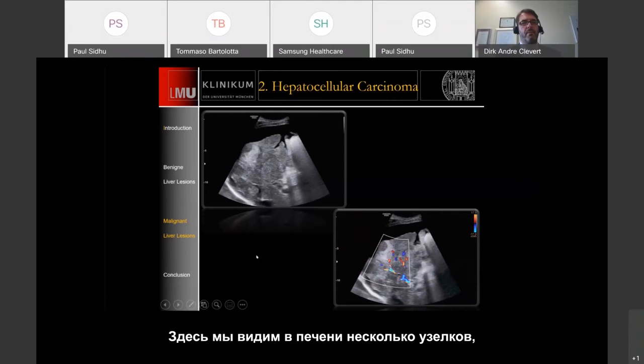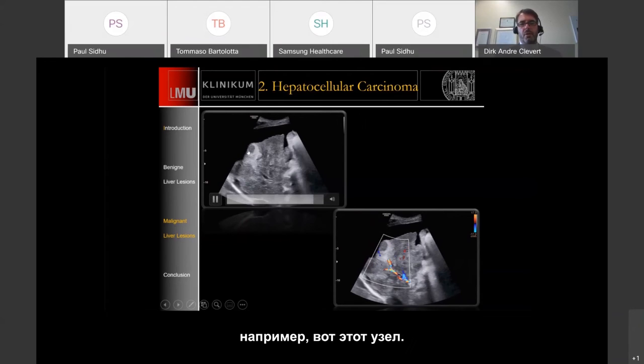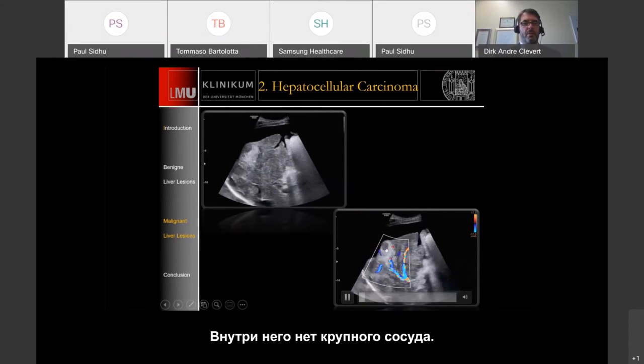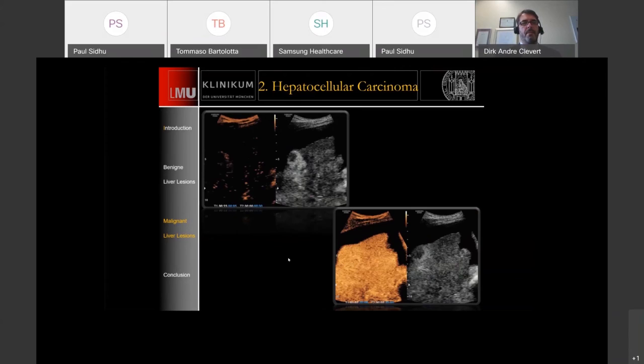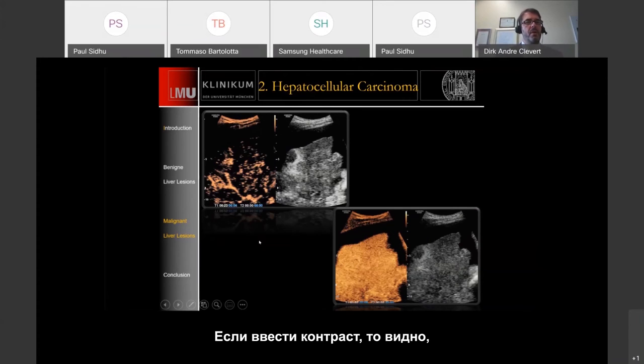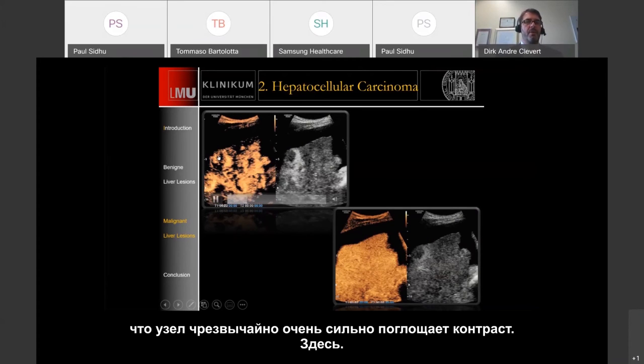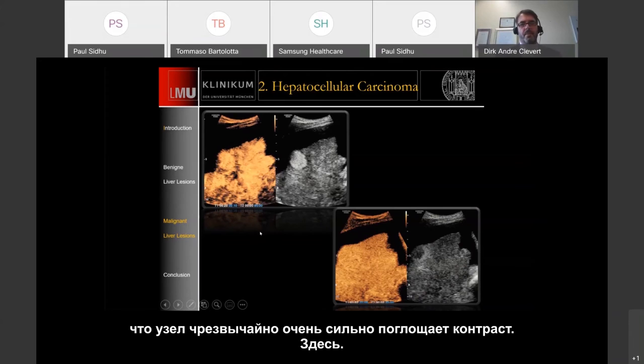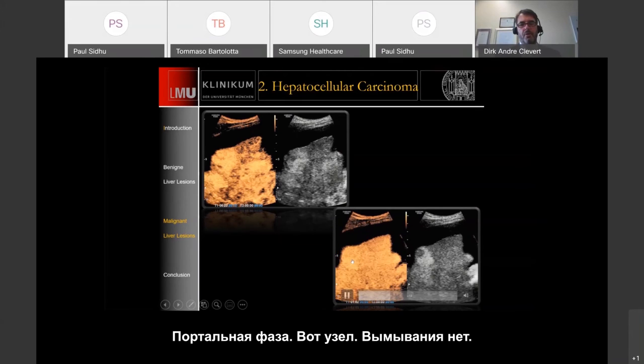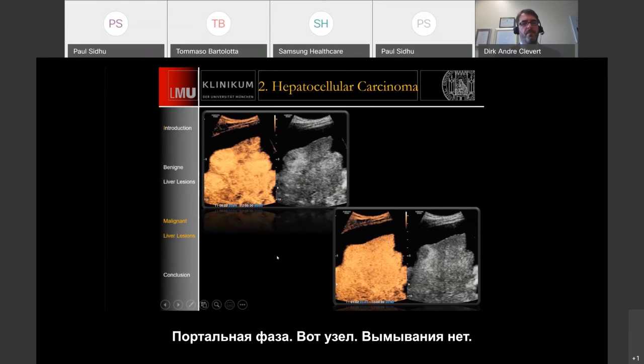Also here in the liver, we find a couple of nodules. For example, this nodule. This nodule doesn't show major vessels inside. If we inject contrast, you see a very, very strong uptake of this nodule there. Portovenous phase, there's the nodule, not a washout.